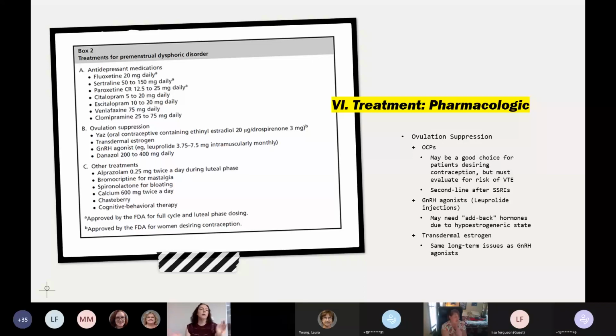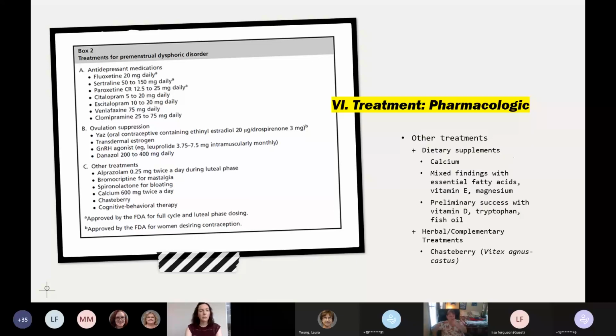I've tried SSRIs, I've tried OCPs, and I'm not getting anywhere. This would be something I tried last. And then in Europe, they use transdermal estrogen a lot and have some studies showing efficacy with that. But you're going to have the same long-term issues with that as you will with the GnRH agonist. So another reason to save those for last resort.